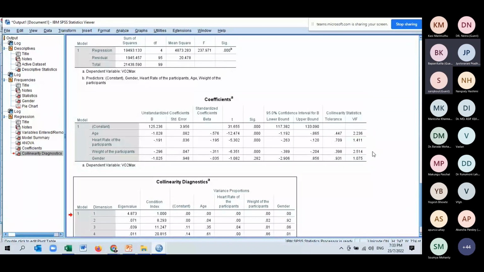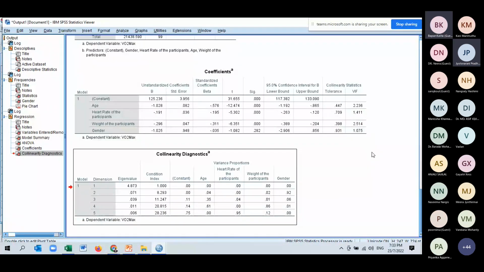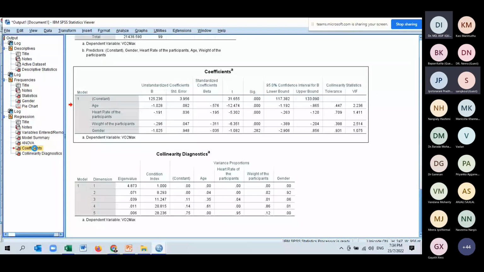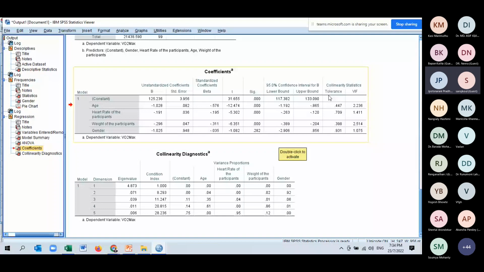Is that fine? Yes, sir. So we can predict this equation. Copy this table. Sir, what about tolerance? Tolerance should be less than 1. These two are meant for testing the assumption of multicollinearity. Tolerance level, the cutoff point is less than 1, whereas the variance inflation factor, VIF value, should be less than 5.